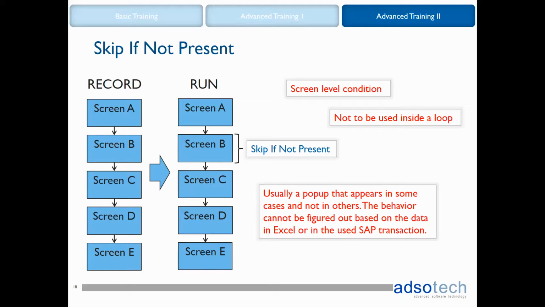There's one more distinctively different type of condition that can be used on the screen level. It is separate from the other conditions as it can be applied to individual screens only. The option is called Skip If Not Present, and it's usually used for pop-ups and other screens in SAP that seem to appear almost randomly for some documents and not for others. The behavior cannot be linked to any data in Excel or in the SAP transaction. This option should never be used inside a loop for any scripts.